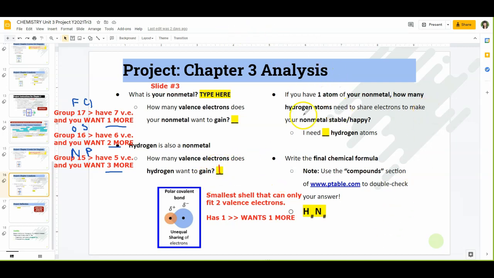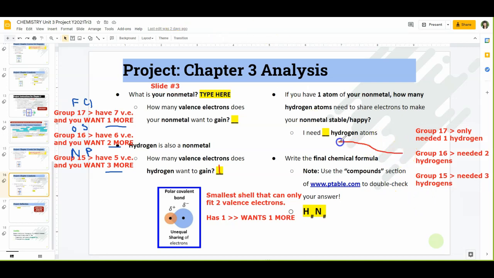So if you have 1 atom of your nonmetal, how many hydrogen atoms did you need to share electrons to make your nonmetal stable or happy? We saw that in our Lewis dot diagram. If you were in group 17, because you just needed 1 more valence electron, you only needed 1 hydrogen. If you were in group 16, you needed 2 more valence electrons, which means you needed 2 hydrogens in total. And if you were in group 15, we ended up drawing 3 hydrogens. You needed 3 hydrogens in total, okay? So that should help you figure out what to put in here.